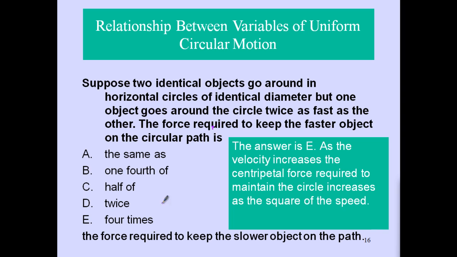So remember our centripetal force equation, mass times v squared over r, because our centripetal acceleration equals v squared over r. So if we double v, we have mass times (2v) squared over r. That's going to equal 4 mv squared over r. So that's why the answer is E here.